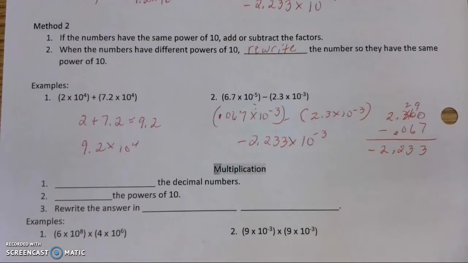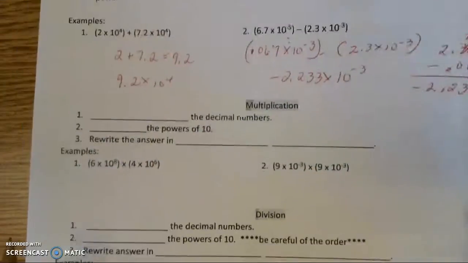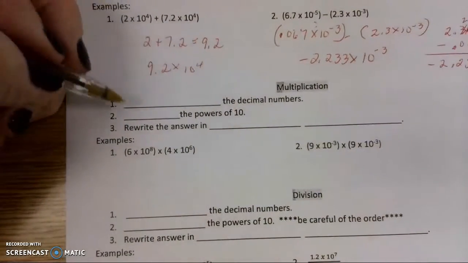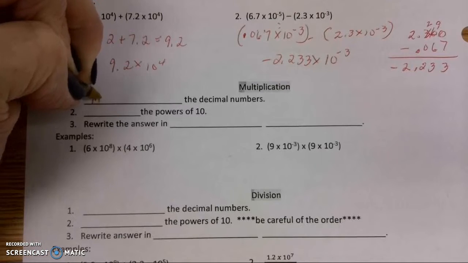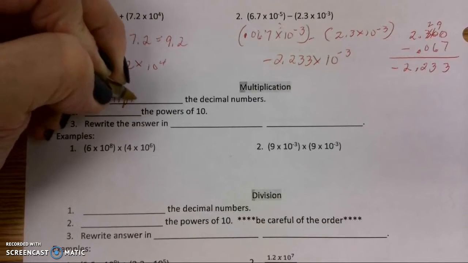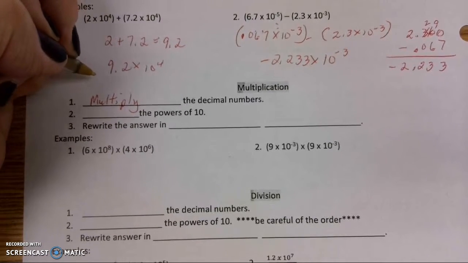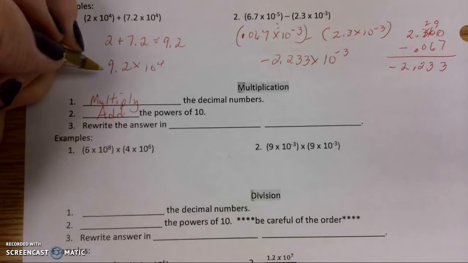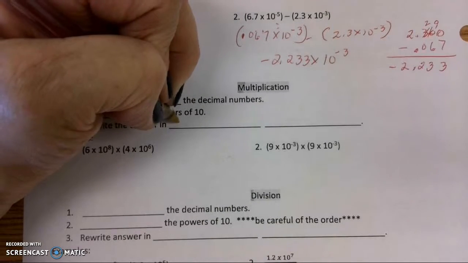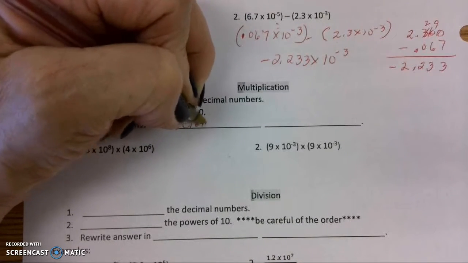Okay, let's take a look at multiplication and division. With multiplication and division, you kind of have an extra step. The first thing you're going to have to do is multiply the decimal numbers, and then you're going to add the powers. Just rewrite your answer in scientific notation.